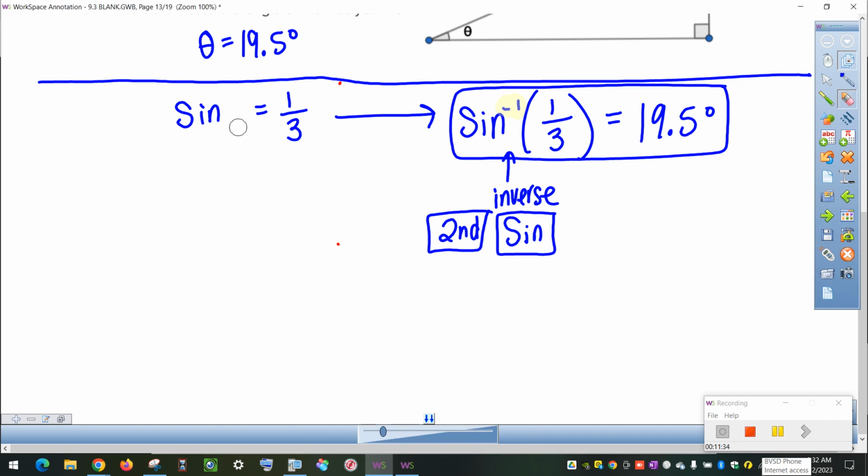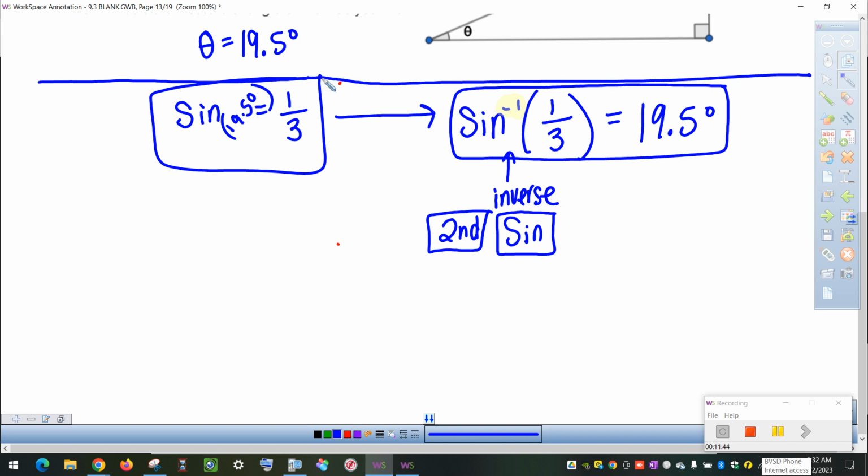That statement is related to this statement. So if the sine of 19.5 degrees is equal to 1/3, then the sine inverse of 1/3 is equal to 19.5 degrees. So knowing that trick about the inverse, knowing how to do that on your calculator, this is now going to be how we can solve for any missing angle in a triangle. We don't have to look at 5 other triangles to try to work up to it or lead up to it. And that is the faster way to get a missing angle.